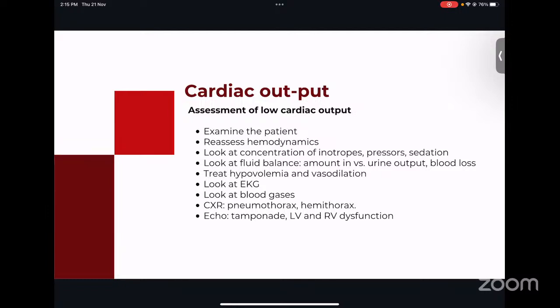Check whether the ECG shows any ST segment change, either elevation or depression, and check the heart rate and rhythm. Check the blood gases. If you suspect pneumothorax or hemothorax, order a chest X-ray. In tamponade, with left ventricle and right ventricle dysfunction, we will order an echo.